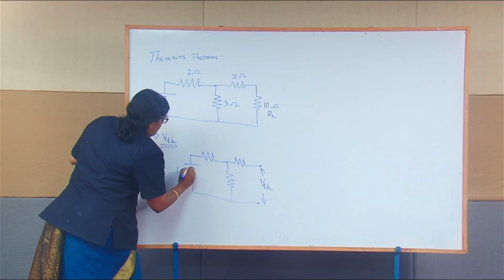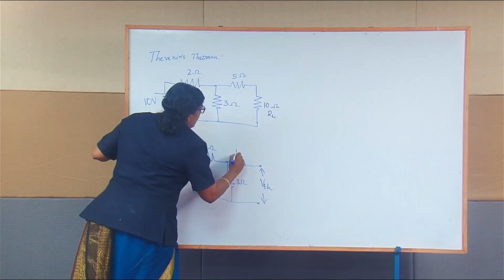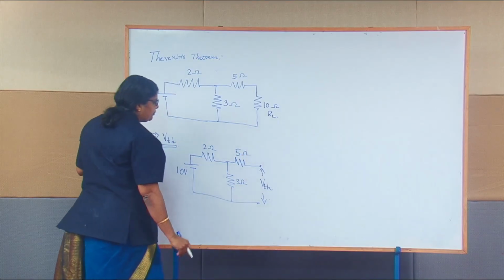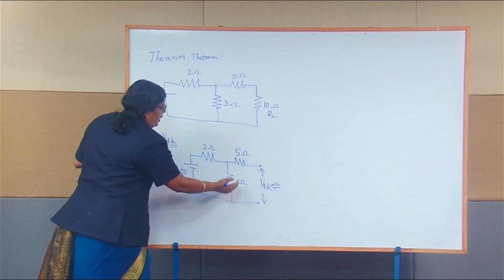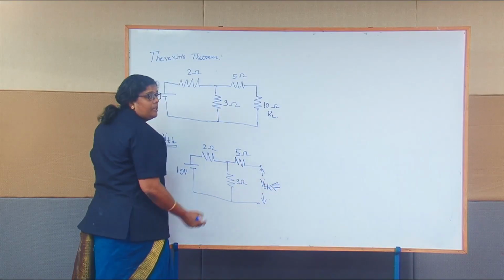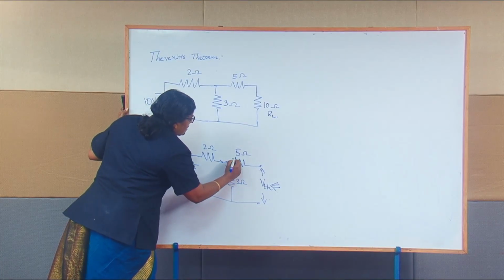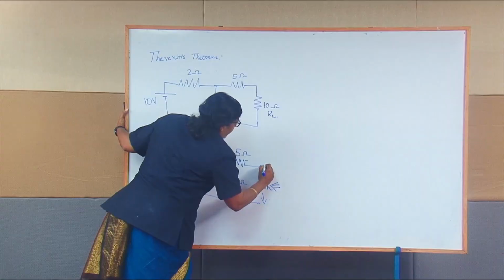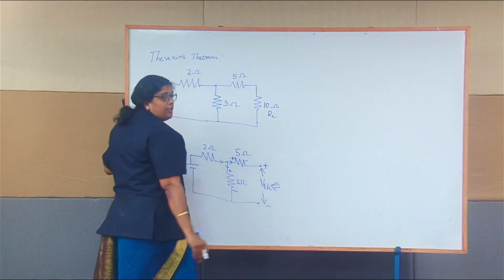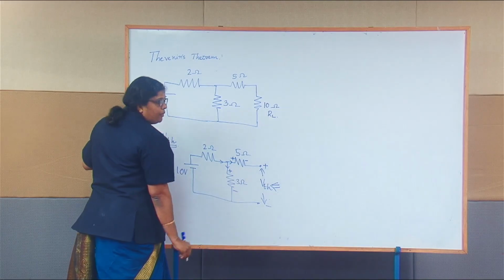So I'll just take the input voltage as 10 volts, with 2 ohms, 3 ohms, and 5 ohm. To find this, we are using the branch current method. Assume that there's a current flowing here, and I'll put this as plus and minus because current is entering at this point and leaving here. So we are going to use our method of branch current for writing the equation for V Thevenin.